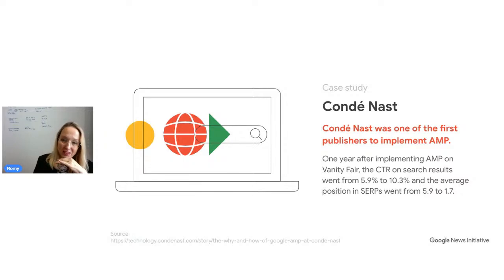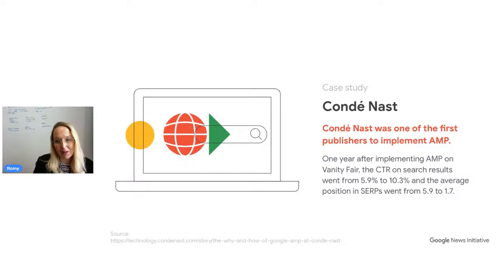We'll go now through a few case studies. Condé Nast, the giant of publishing, they publish really, really beautiful magazines, also in print, among others. And they were one of the first ones, of course, who implemented AMP. Of course, they could afford it. And 1 year after using AMP on Vanity Fair, their search result went from 5.9% to 10.3%, and the average position in SERP, this means search engine first page, went from 5.9 to 1.7. So that means almost 80% of the search traffic in mobile came through AMP searches, of course. And I don't think this will change. So after a year, they saw 80% better results.